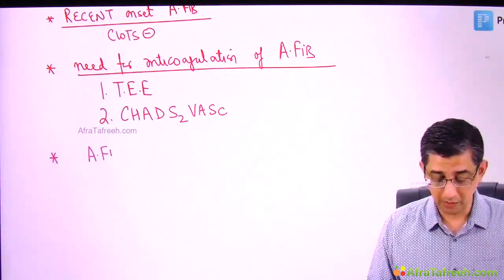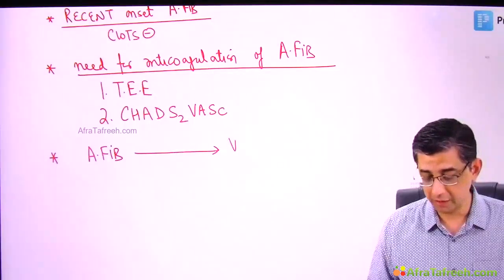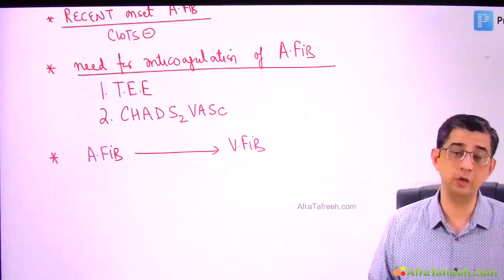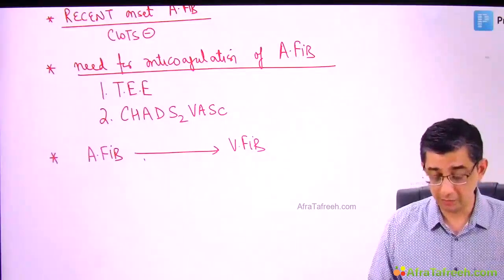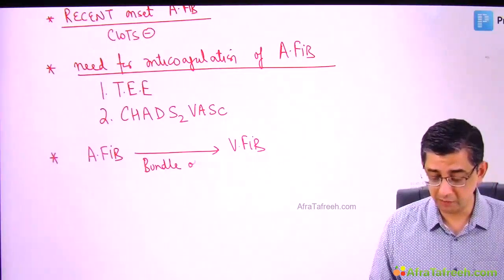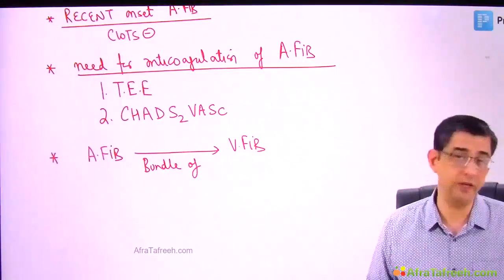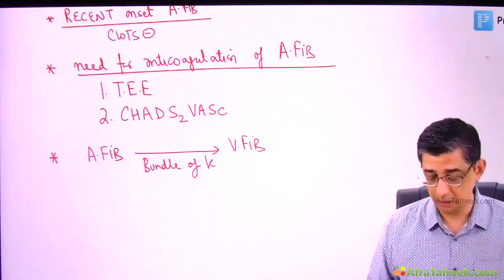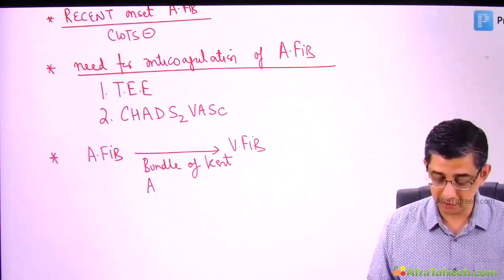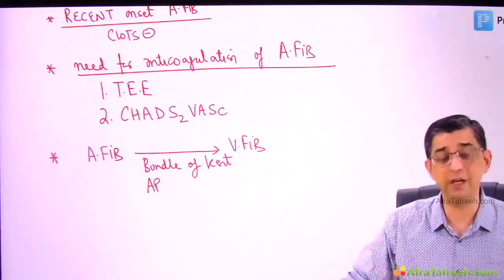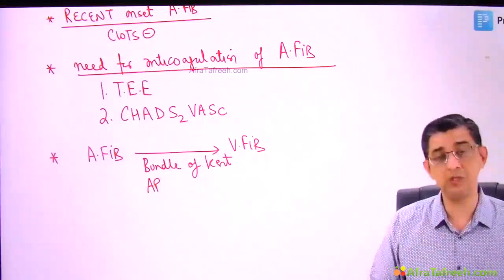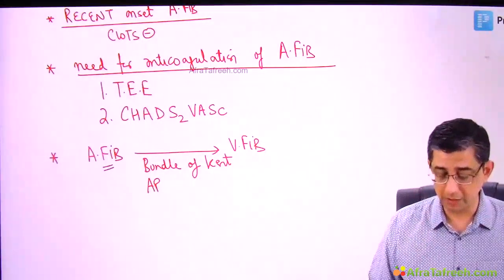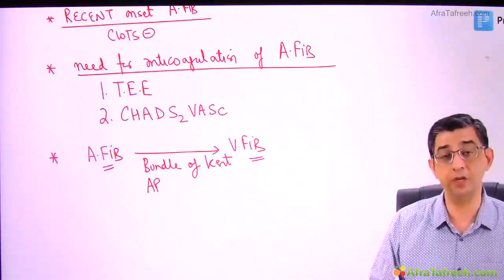Is there a possibility that atrial fibrillation will ever degenerate into ventricular fibrillation? Is it possible that all the 400 impulses will go down into the ventricles ever? Yes, if a person is having a bundle of Kent. See, the AV node has a decremental property. The AV node is innervated by the vagus nerve, so there are no chances in a person with a normal heart. But whenever there is a bundle of Kent, an accessory pathway, the accessory pathway does not have any decremental property. So all the impulses can go down.